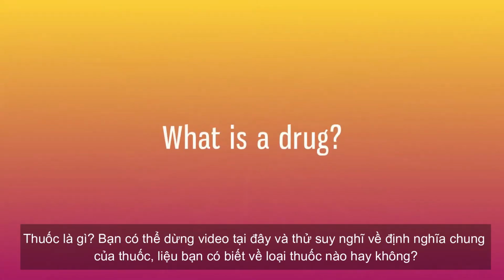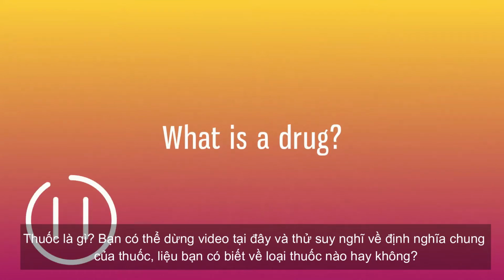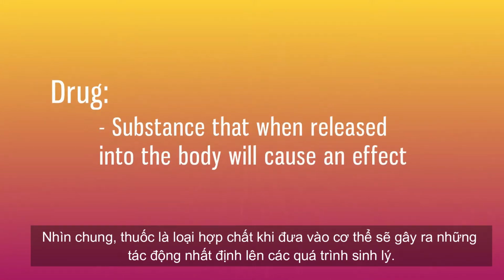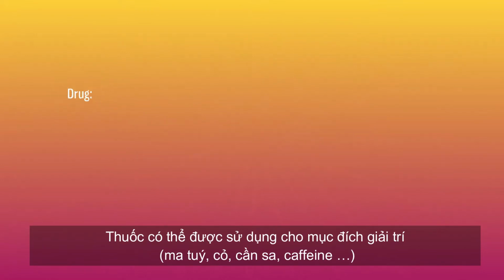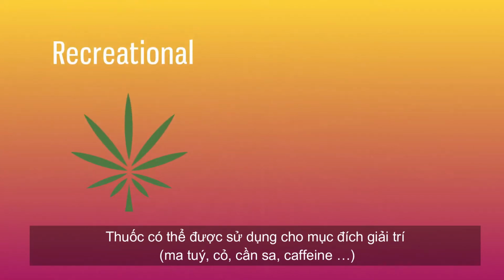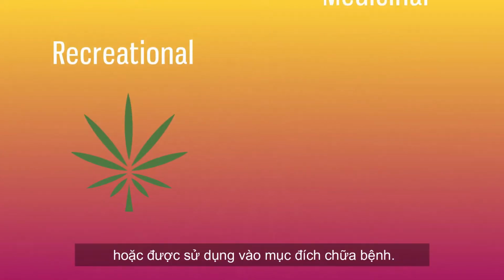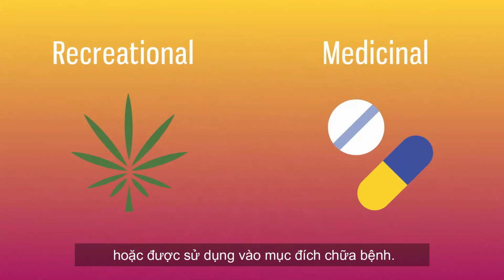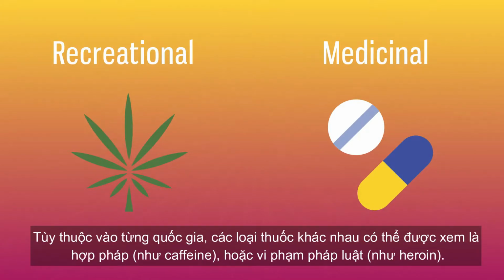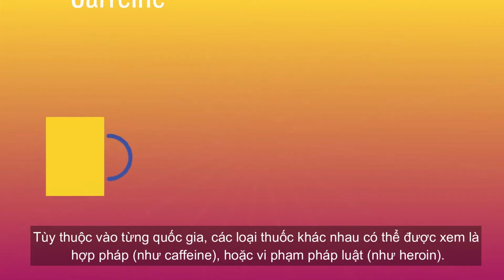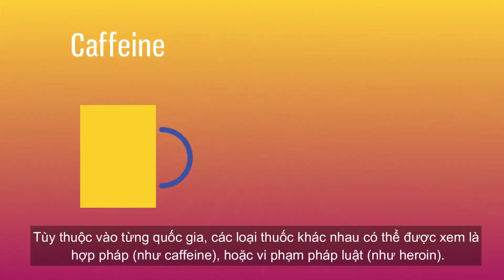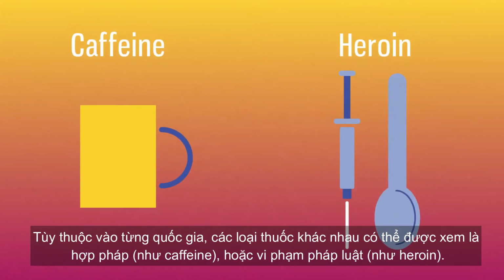What is a drug? You can pause the video here and have a think. See if you know the names of any drugs. A drug is a substance that when released into the body will cause an effect. Drugs may be recreational, where people choose to take them, or medicinal, where they are used to treat diseases. Depending on the country, drugs can be legal, like caffeine, or illegal, like heroin in most countries.